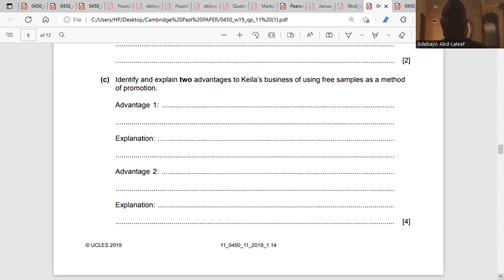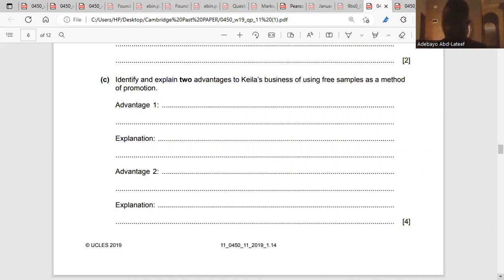Question C. Identify and explain the advantages to KL's business of using free samples as a method of promotion. If KL is using free samples, one, it will be able to give products to customers, and they don't need to pay. It might allow them to see how good the product is, so that might increase its sales later on.